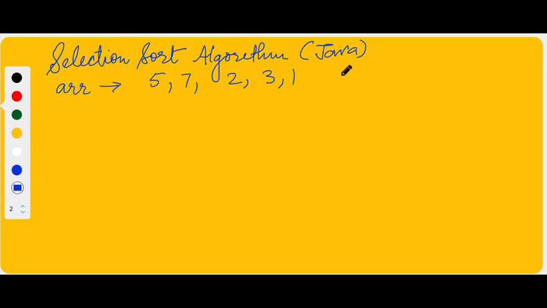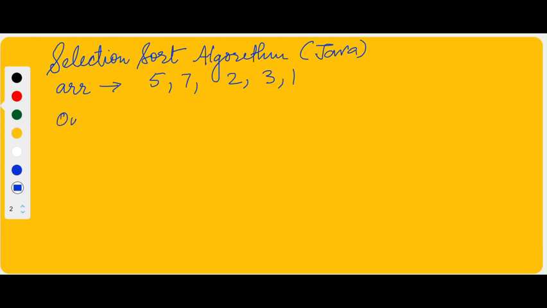So in the selection sort algorithm, it's a very nice algorithm in which we try to bring the smallest element to the first place, second smallest to the second place, third smallest to the third place, and so on and so forth. Now, how do you go about doing this?